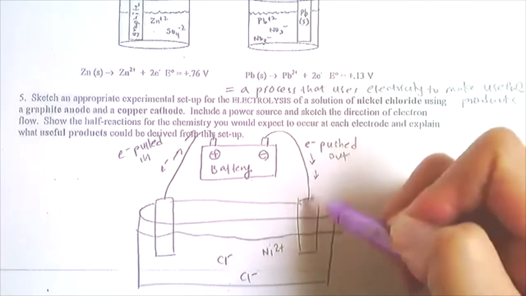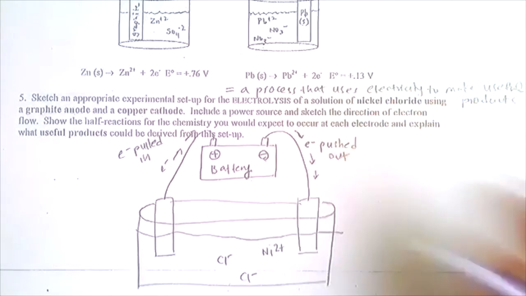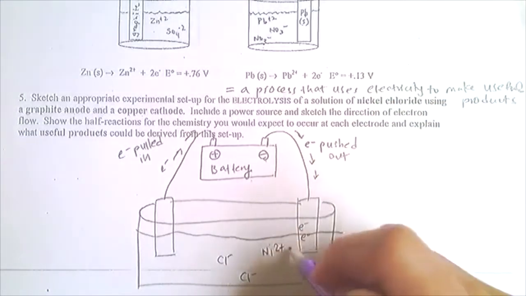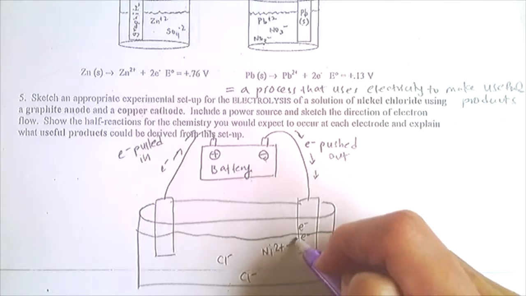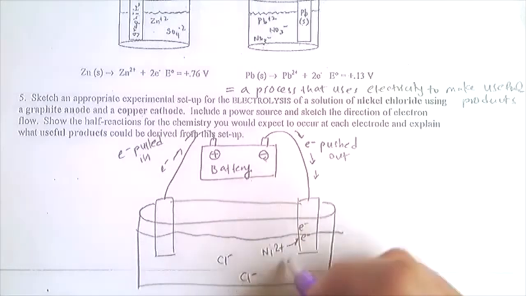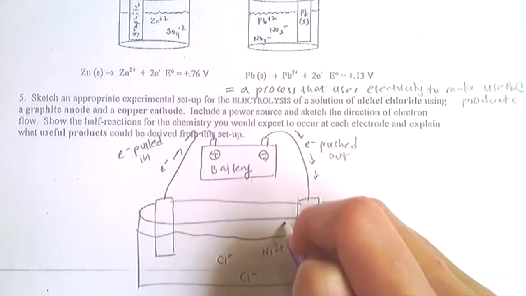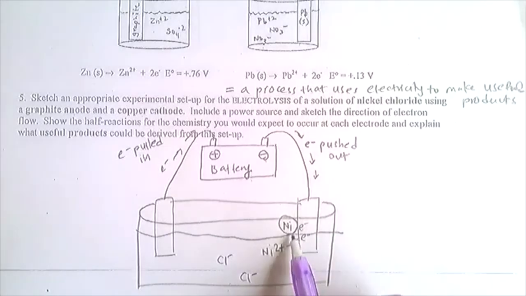So over here on the negative terminal, electrons are being pushed out into the electrode, and these electrons can be taken in by these positively charged nickel ions. So nickel ions will be attracted to these electrons. The nickel ion will take in 2 of these electrons to become a neutral nickel atom, which gets deposited onto this electrode.